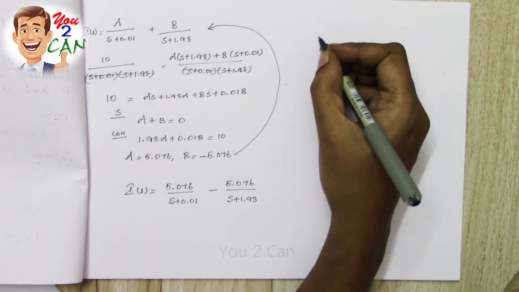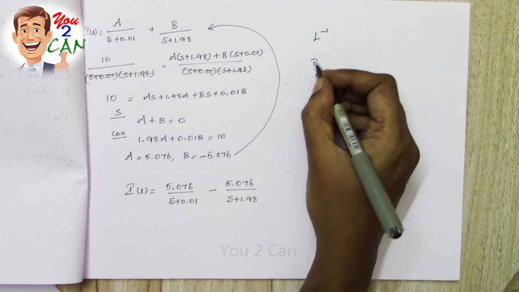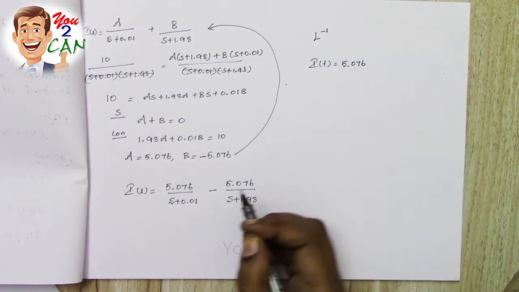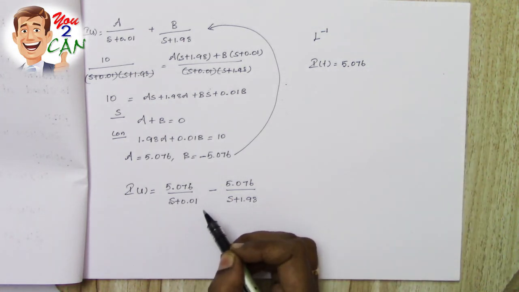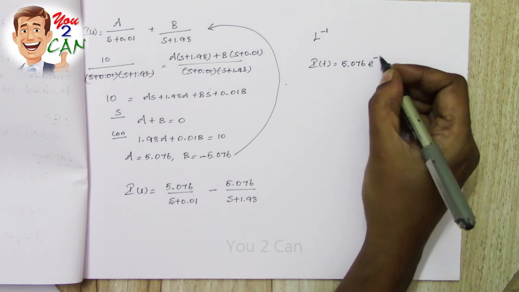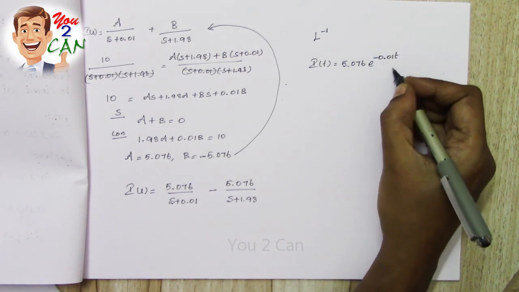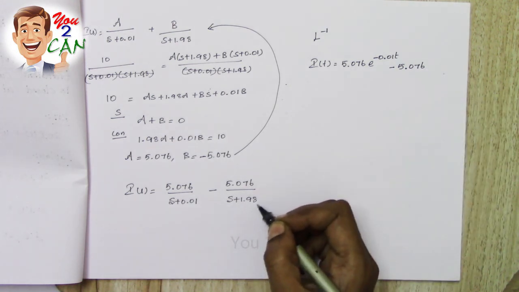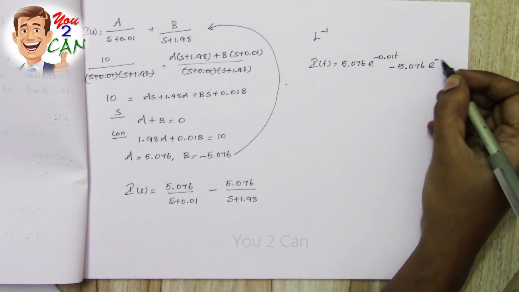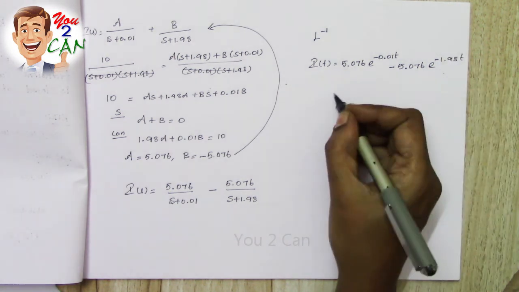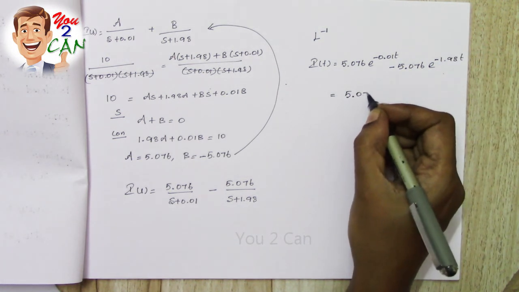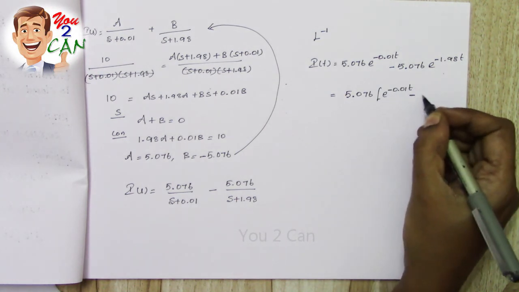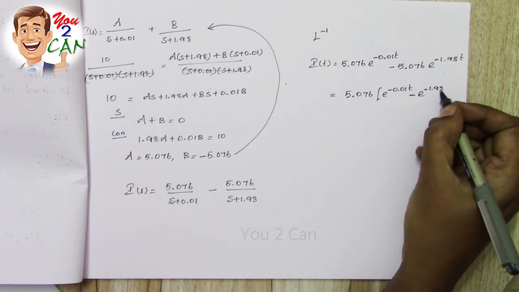Now you can take the Laplace inverse. I of t will be equal to the constant 5.076, and what is the Laplace inverse of 1 by s plus 0.01? It is e power minus 0.01t. The next one, minus 5.076, and what is the inverse of 1 by s plus 1.98? e power minus 1.98t. So we can take 5.076 common outside into (e power minus 0.01t minus e power minus 1.98t).